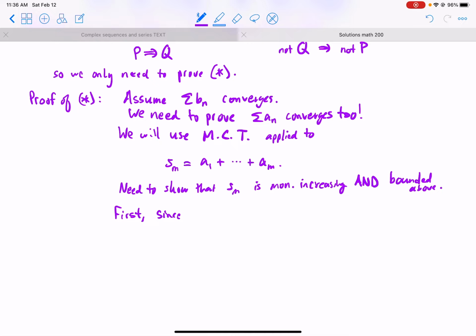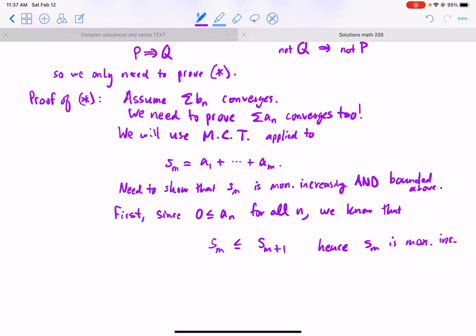First, since 0 is less than or equal to a_n for all n, we know that s_m is at most s_{m+1}, in other words, we added a non-negative thing, so the partial sum gets bigger. Hence, the sequence is monotone increasing. And we have already finished this one. We're done with that proof. Okay? As needed, right? Now, to show bounded.